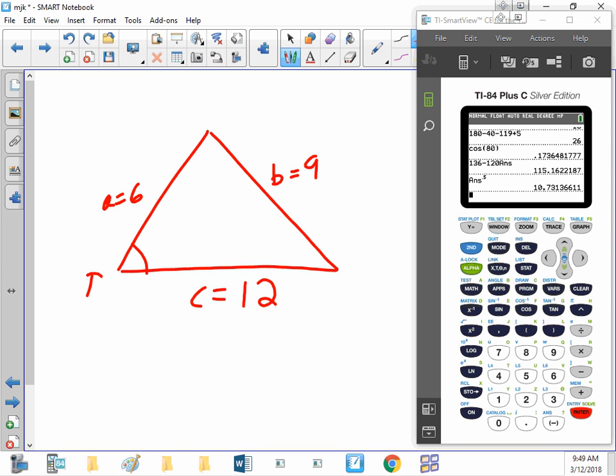This would be B, C, and A. What angle do I want to find? Any one of them. I need to find one, so it doesn't matter which one I pick. Let's pick B. If I choose angle B, which formula do I use? B squared equals A squared plus C squared minus 2AC times the cosine of B.